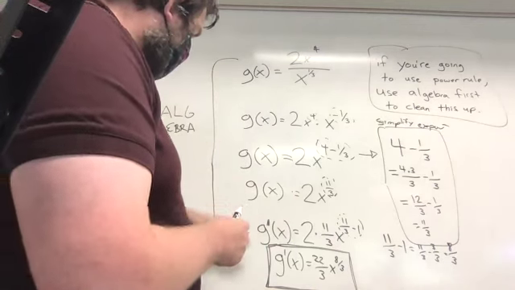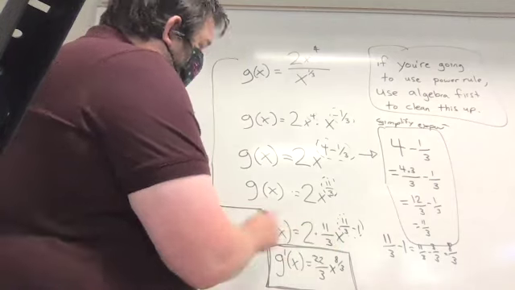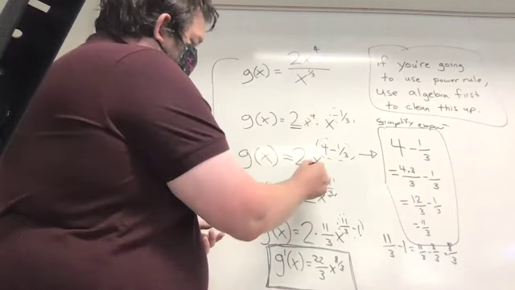There's a lot of algebra here before I even start applying power rule. Once I start applying power rule, the 2 just stays around because it's a constant multiple.